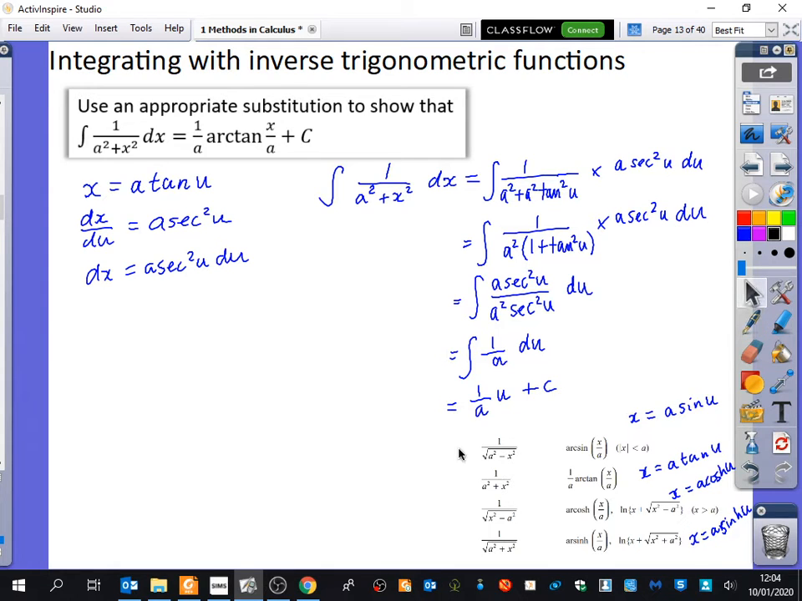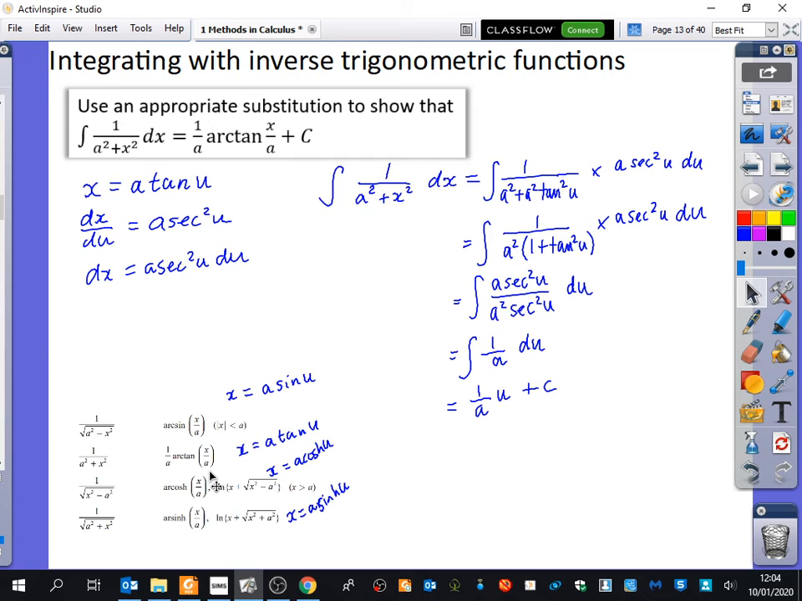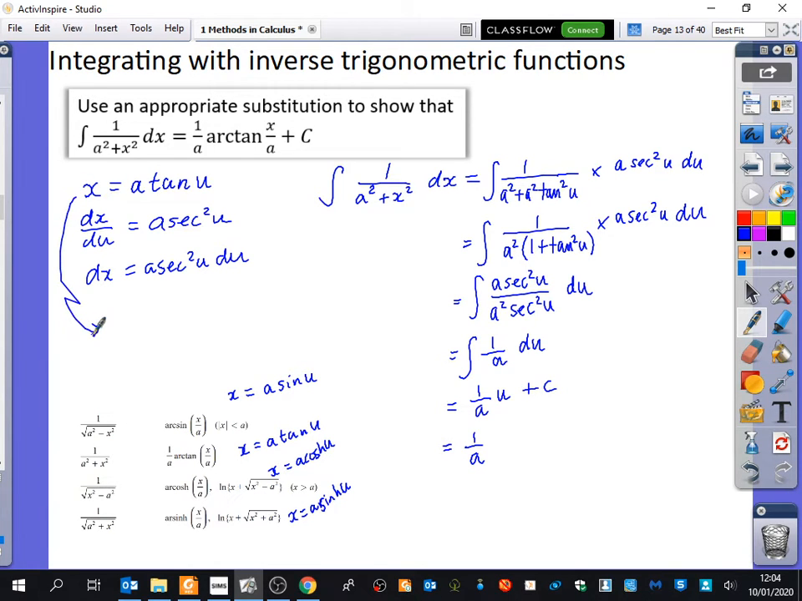Now I'm going to just quickly shift this across because it's in my way. So it's 1 over a. Well, what's u? We said it is x over a. So it's tan u equals x over a, and so u is arctan of x over a. So you get 1 over a arctan of x over a plus c.